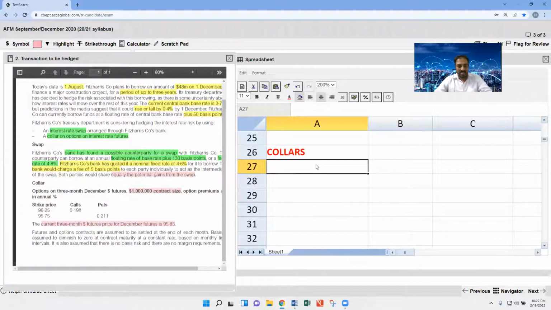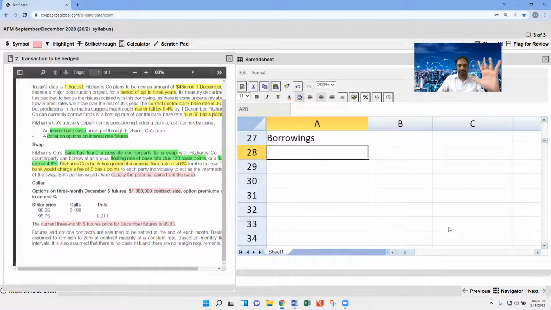The first thing is that the case is borrowing. Number two, there will be one caller with the combination of cap and floor. But there are two analyses here: interest rate up and down. If this is the question in the exam, first do this working very clearly.